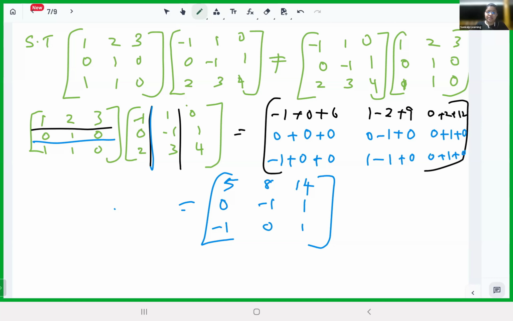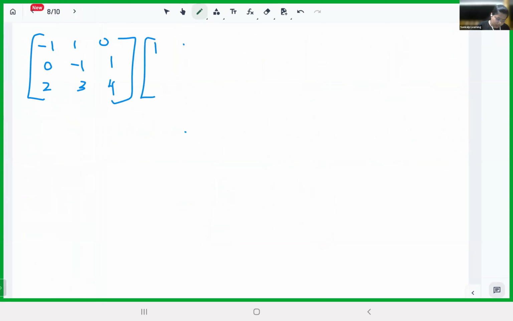Okay, so this is the left hand side of that equation. Now what you have to do, you have to find out the multiplication that is given in the right side also, right? So for that we can take a next page. Okay, so consider the right side of the question. Right side is nothing but minus 1, 1, 0, then 0, minus 1, 1, 2, 3, 4 into the second matrix is 1, 2, 3, 0, 1, 0, 1, 1, 0.